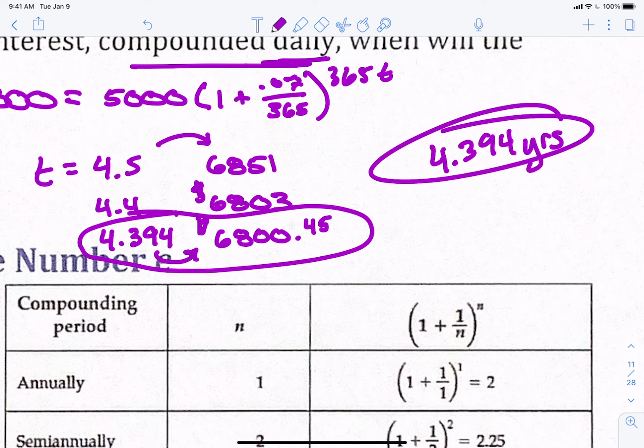Okay. Now, do we have to add that on to a certain year? No, because they didn't tell me what year 0 was. It's just saying if I invest it now at this, how many years will it take? 4.394 years. Okay? Make sense?